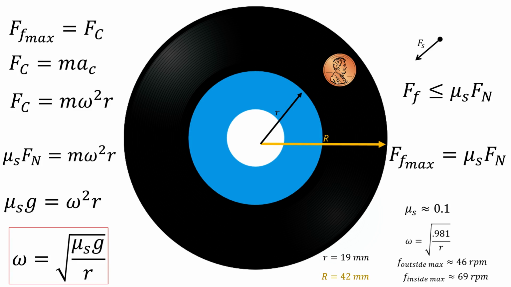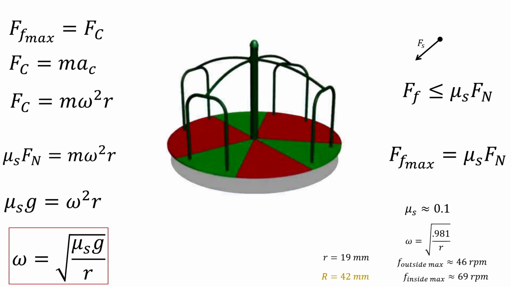The fact that it's much easier to maintain circular motion on the inside of a rotating platform should agree with your experience if you've ever ridden a playground merry-go-round. And if you haven't, you are strongly encouraged to find one and verify this result for yourself.